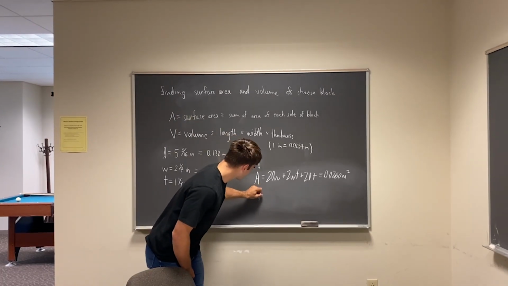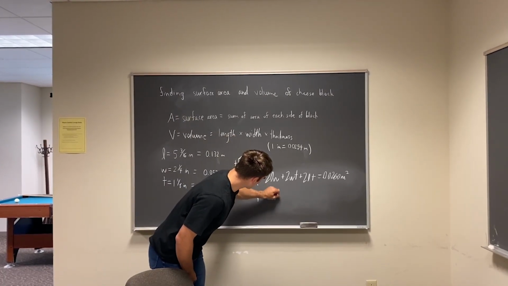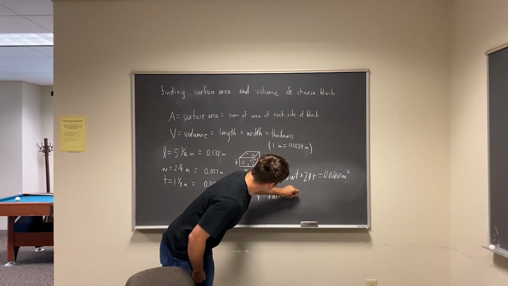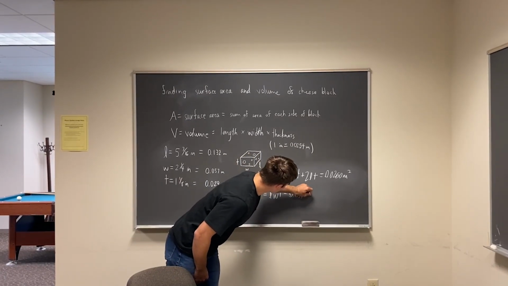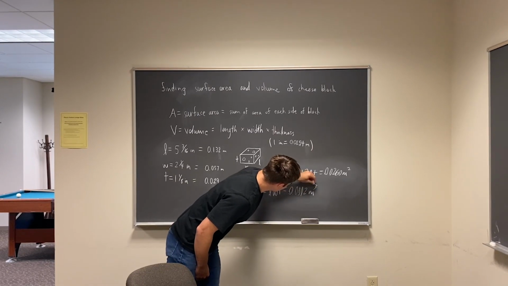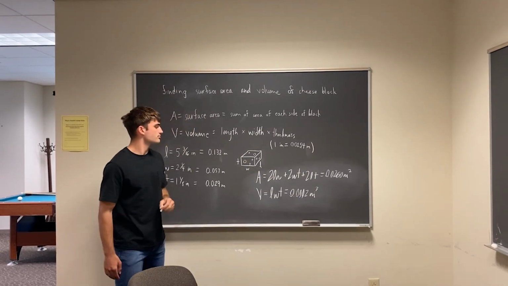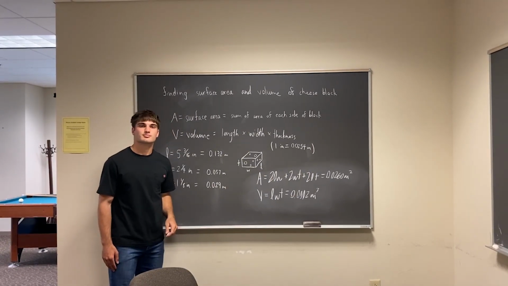And then to solve for the volume of the cheese block, since it's a rectangular prism, that's simply length times width times thickness. And so that comes out to 0.0002 meters cubed.